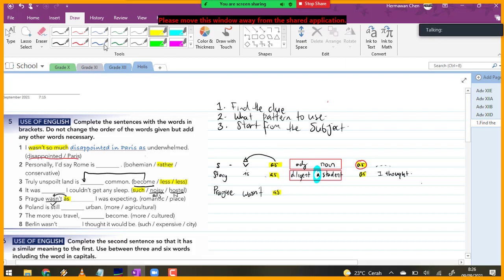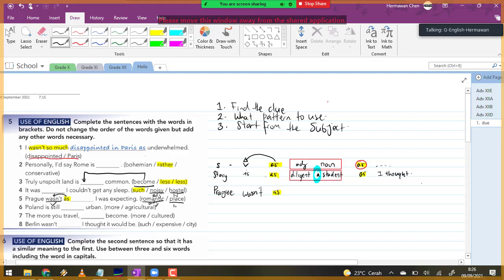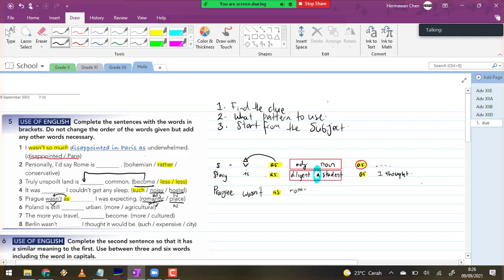That's the clue. Continue the pattern. Adjective, noun. What is the adjective? Here in the brackets. This is the adjective, and then this is the noun, place. Let's put it here. Romantic.